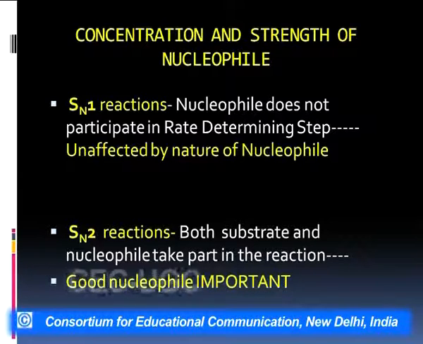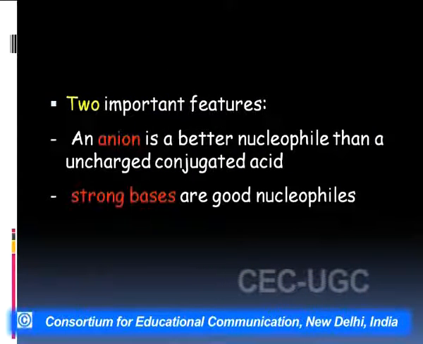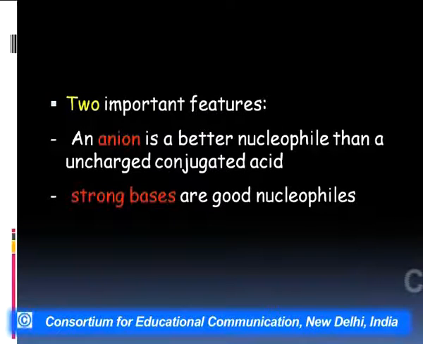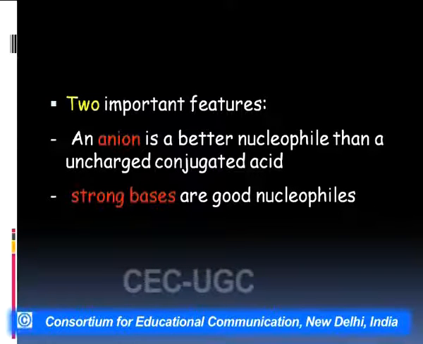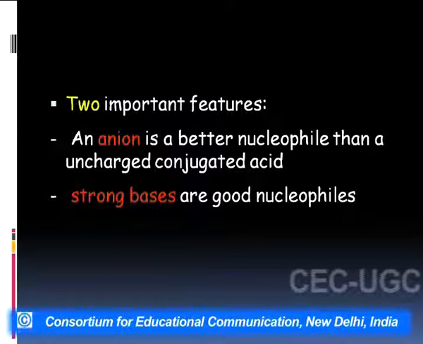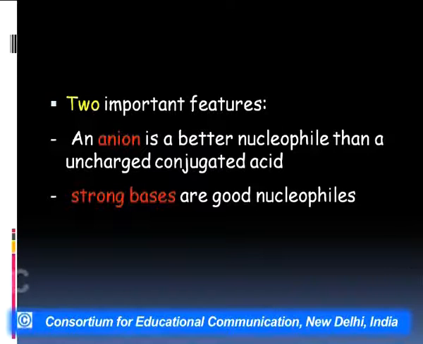The next thing that you will take into consideration is what will be a good nucleophile, or how will you decide whether this nucleophile will favor an SN1 reaction or an SN2 reaction. Please remember, simple solvent molecules like water and alcohol will favor the SN1 mechanism, whereas an anion, that is a negatively charged nucleophile, is a better nucleophile in case of the SN2 mechanism. An uncharged conjugate acid is a better nucleophile for the SN1 mechanism, and then strong bases will also favor the SN2 mechanism.